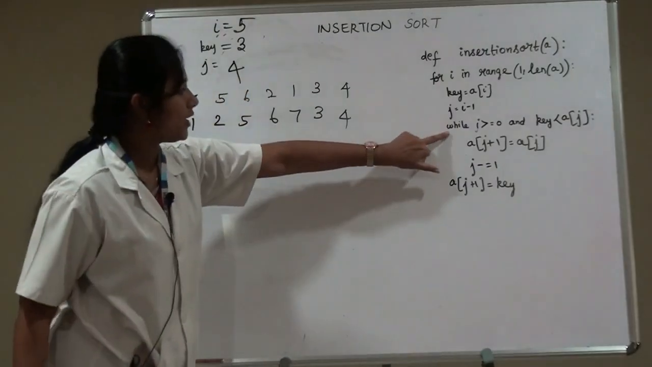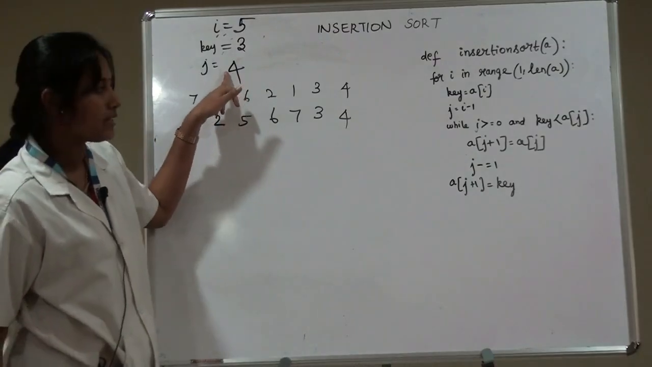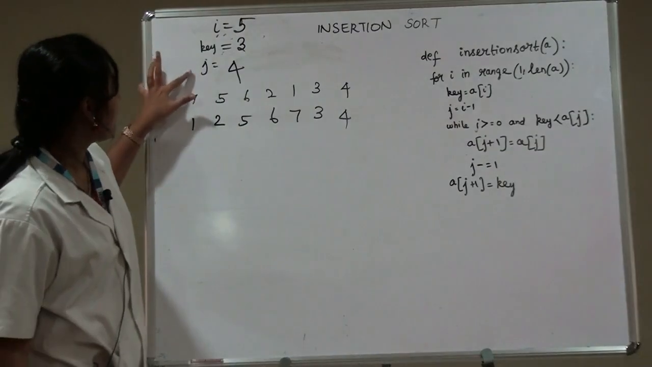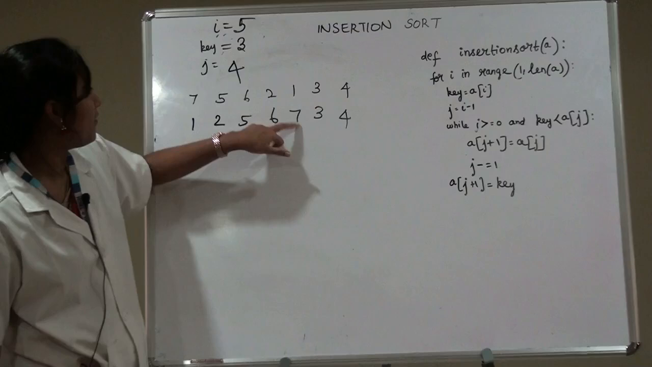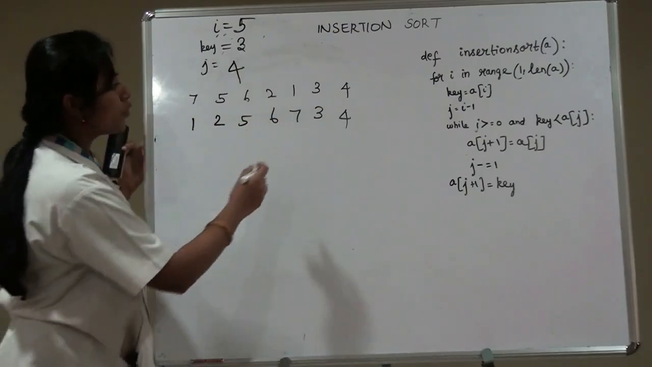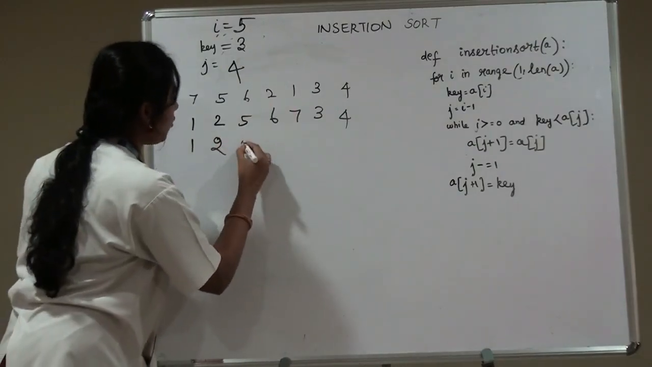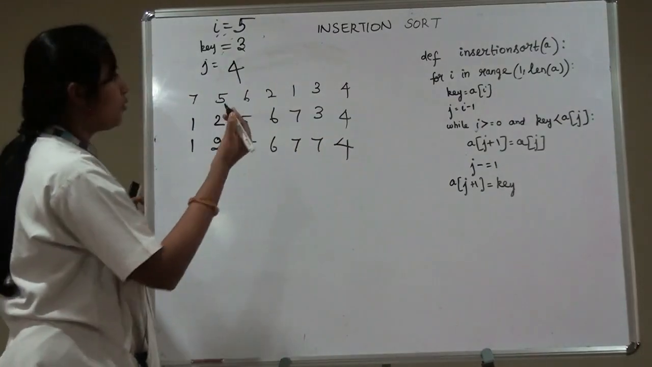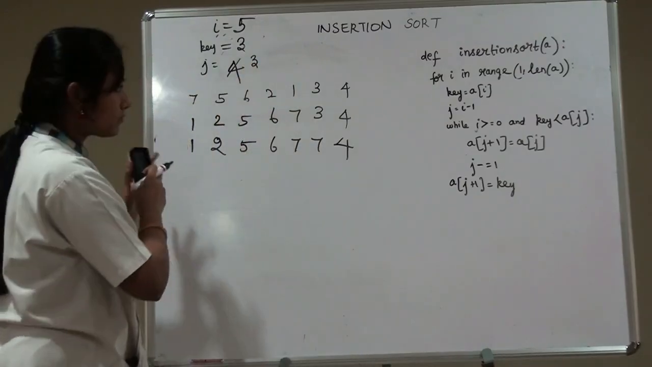Now I have to check while j greater than or equal to 0. So our j is 4. Condition is satisfied. Key less than a of j. So what is a of j now? A of 4, which is 7. So 3 is less than 7. Condition satisfied. So what should you do? You should move this element to the right. So how will my array be now? It will be like this. Okay. Now I have to decrement j. So my j will become 3 now.